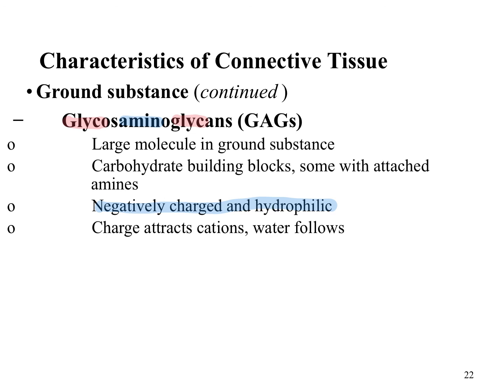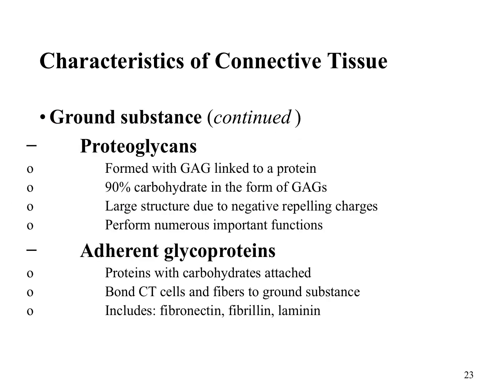Now, GAGs can be attached to proteins to form a proteoglycan. So now that hyaluronic acid attaches to something on the cell, it forms a proteoglycan. These perform important functions. And then we have glycoproteins. Different, but they're still sugar and protein. Glyco, sugar, carbohydrate, attached to a protein instead of a protein attached to a GAG.